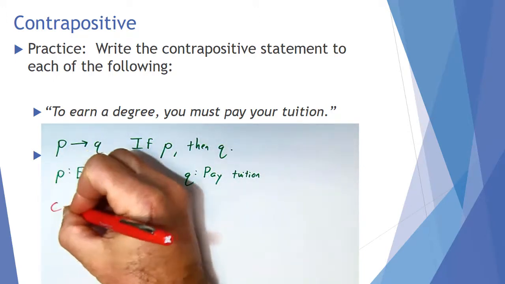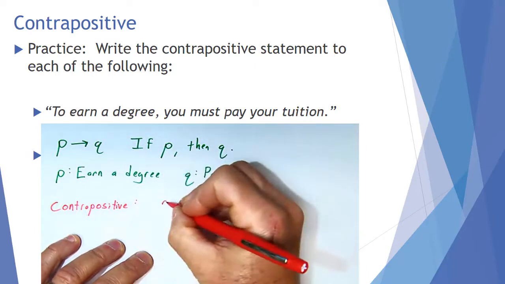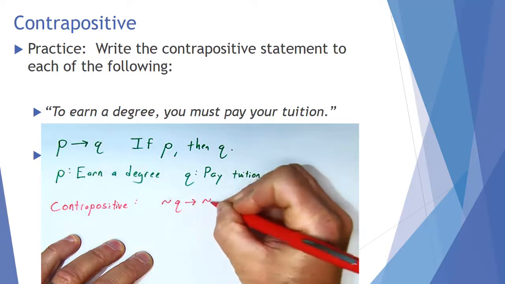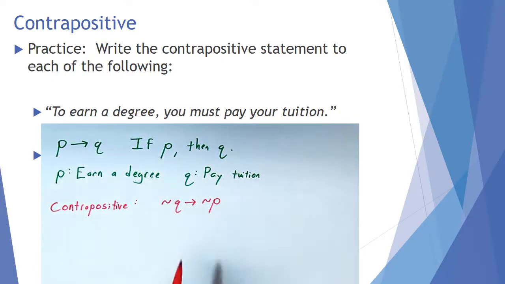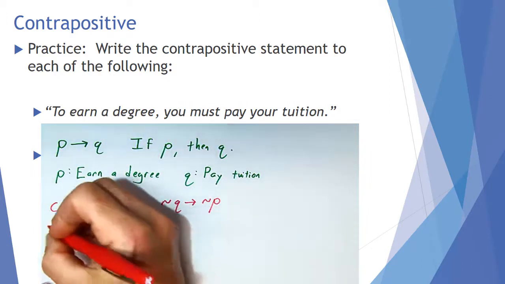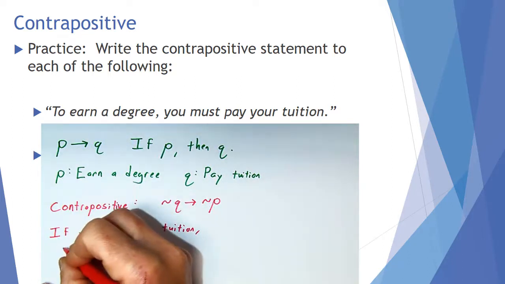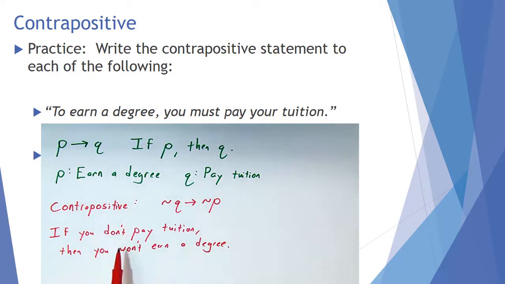Then the contrapositive is found by switching the order and negating both. So the contrapositive would mean not Q implies not P, and we've already shown that whatever this says is the same statement. So now let's just translate this. Not Q, that is to say, if you don't pay tuition, that implies not P, you won't earn a degree. And there it is. And that is the exact same statement that you were given, but in contrapositive form. The original statement was in terms of positive things. You can earn a degree if you do pay your tuition. This is in terms of their negations. If you don't pay tuition, then you won't earn a degree.